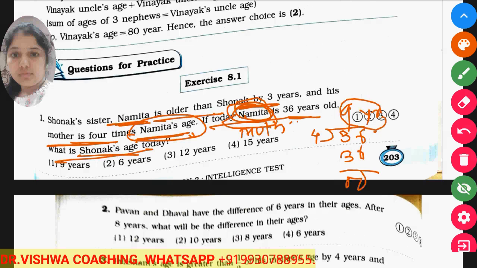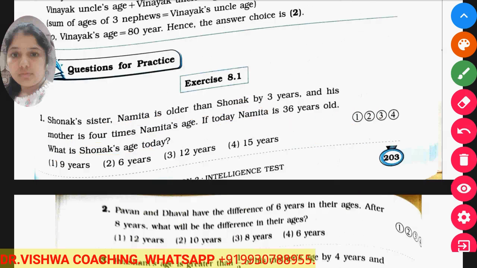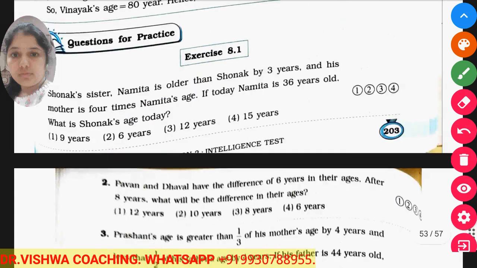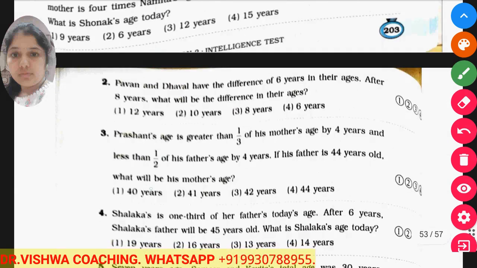Now Namita is older than Shonak by 3 years, or Shonak is younger than Namita by 3 years. So 9 minus 3 is equal to 6 years, which is the age of Shonak. Okay. So here should be the Namita's mother's age as 36. Mistakenly they only give the Namita's age.